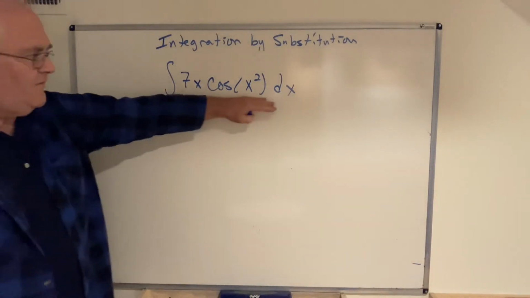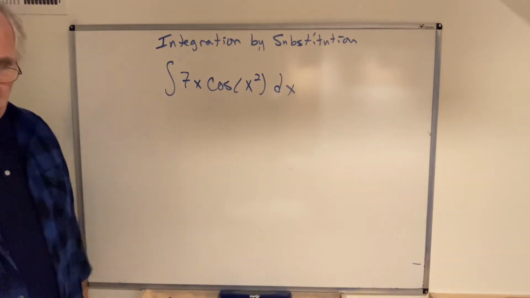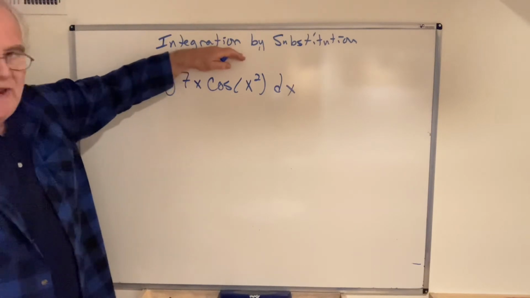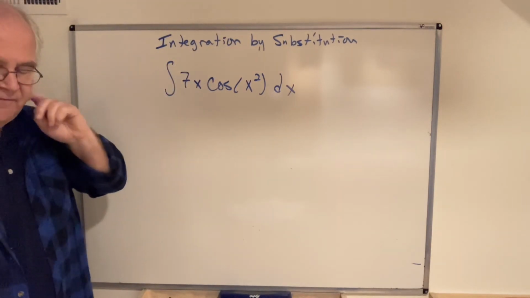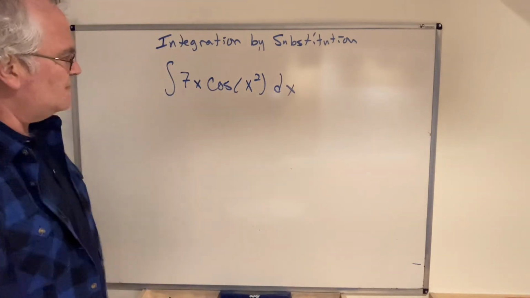This is not a basic form, because cosine of x squared is certainly not a basic form. There is no product rule for integrals. This is not a basic form. So the only way we have to solve this, so far this semester and for all of this semester, is substitution.